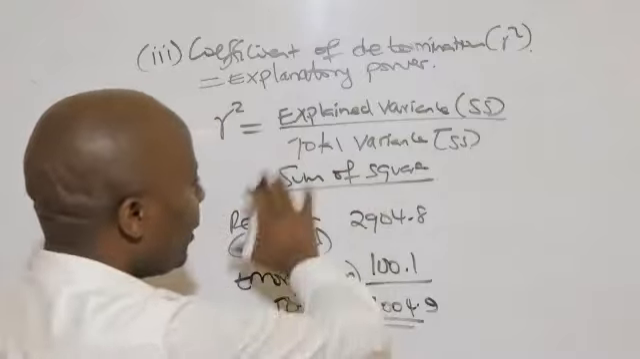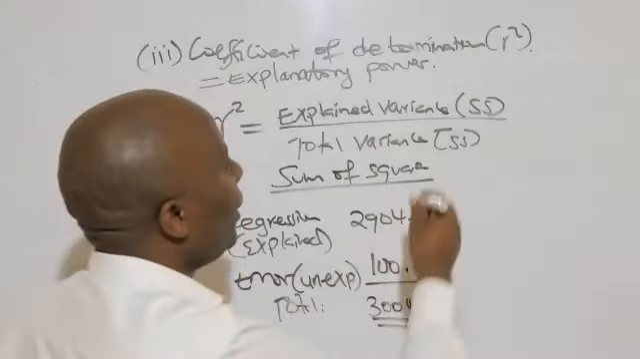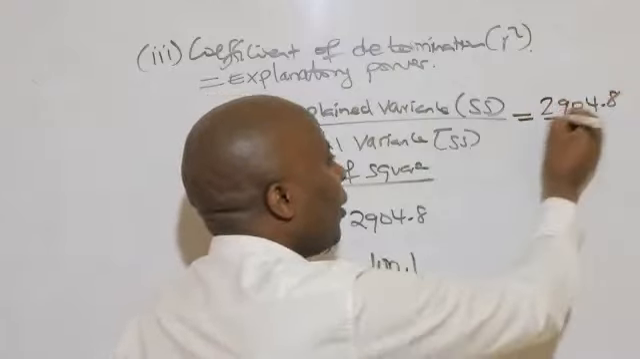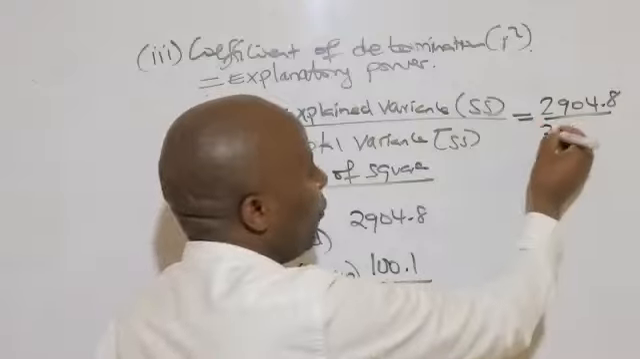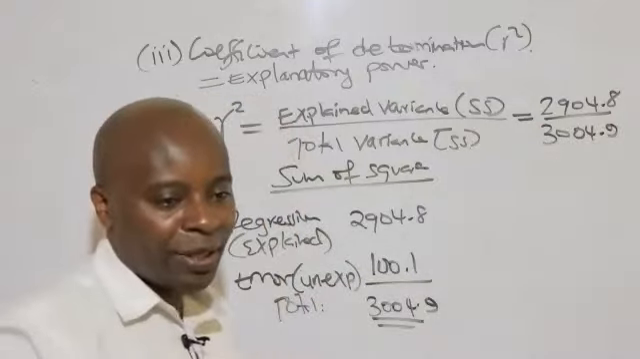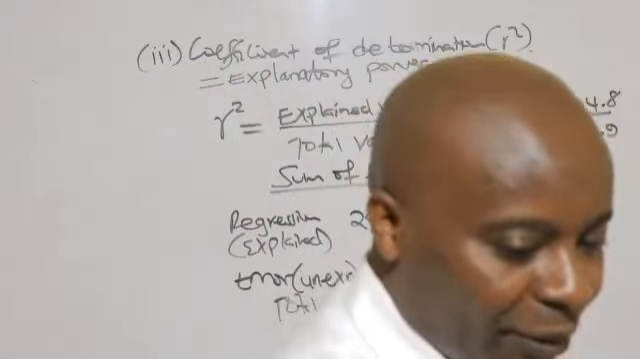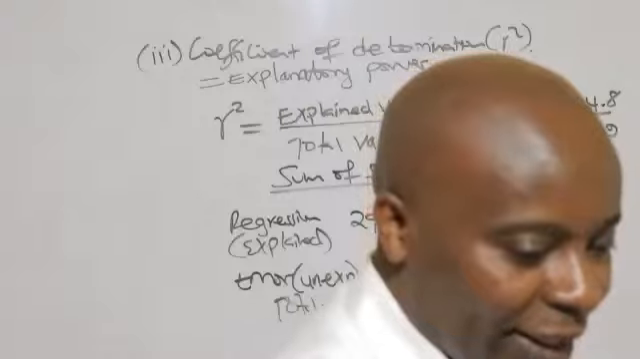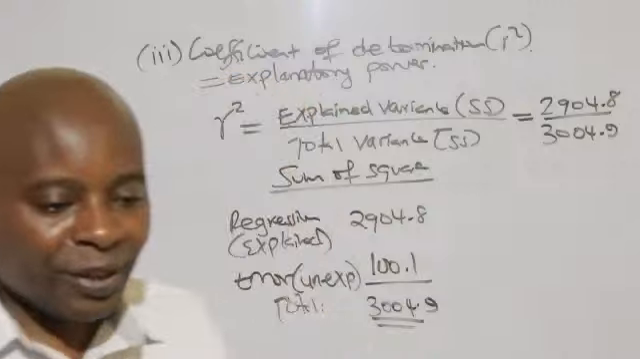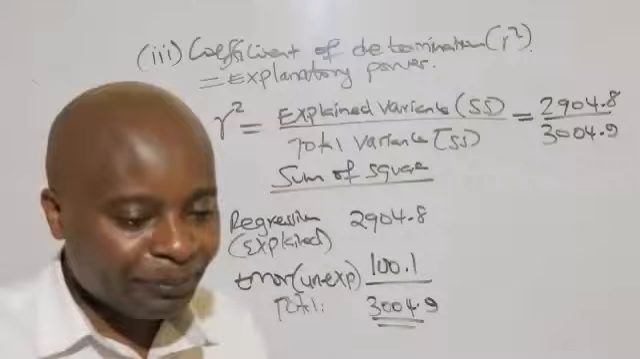So now, given this sum of squares that we've been able to extract from the ANOVA table, the explained variance here will be 2904.8 over 3004.9. Whatever I get there, times 100. What figure am I able to get there?